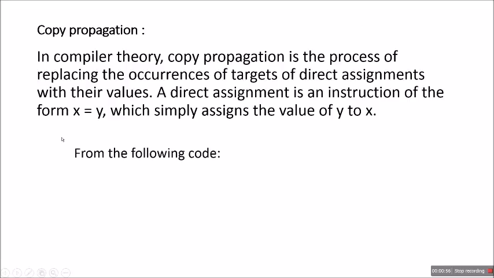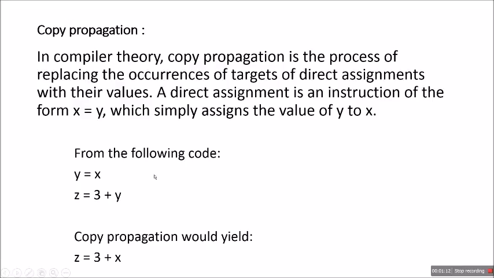Now, copy propagation. In compiler theory, copy propagation is the process of replacing the occurrences of targets of direct assignments with their values. A direct assignment is an instruction of the form x equal to y, which simply assigns the value of y to x. From the code, we can understand what copy propagation is.